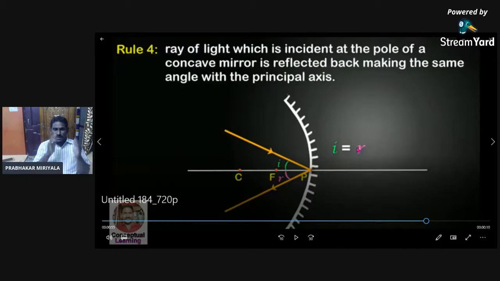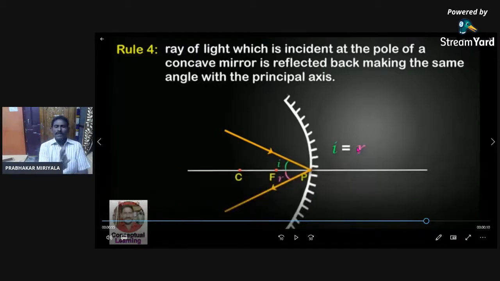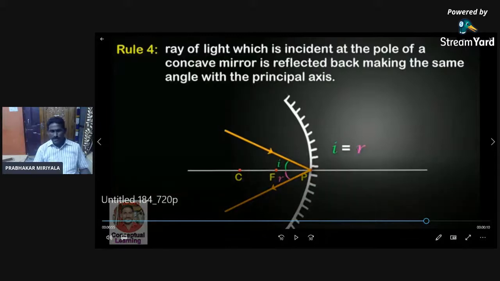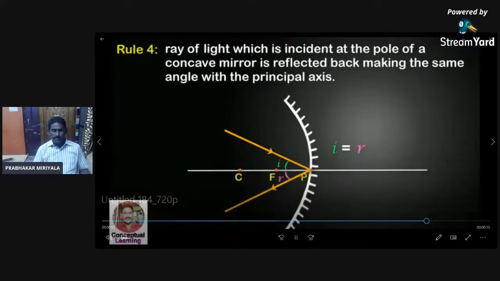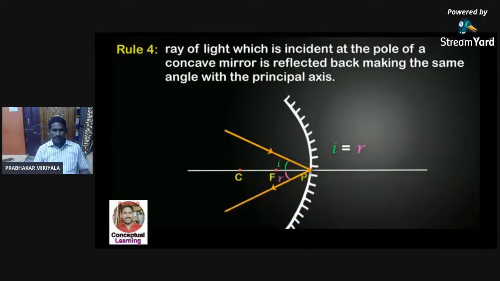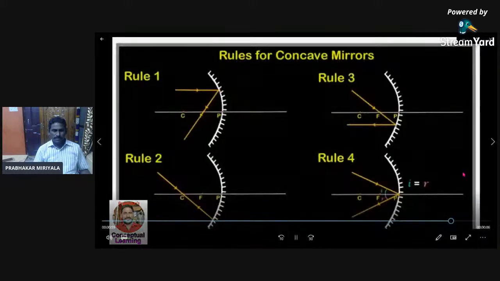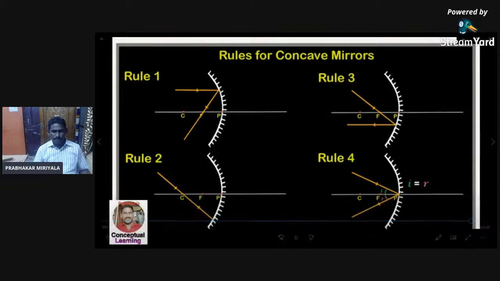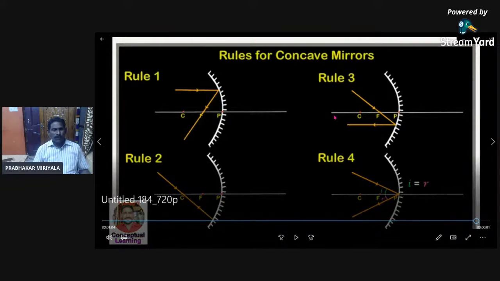That means the laws of reflection are also followed by spherical mirrors. Not only plane mirrors, spherical mirrors also follow the laws of reflection of light. Okay. And the angle of incidence is equal to the angle of reflection. Let's place the 4 rules that we have learned for concave mirrors. So these are the 4 rules.